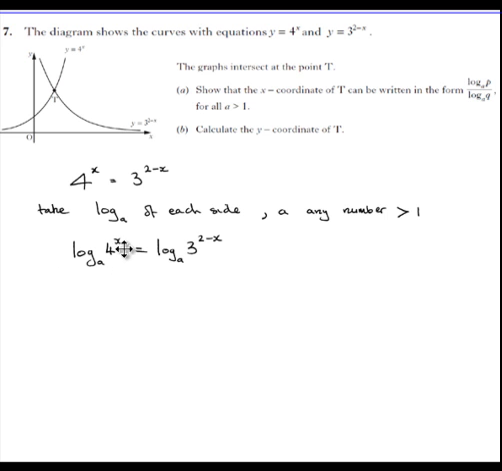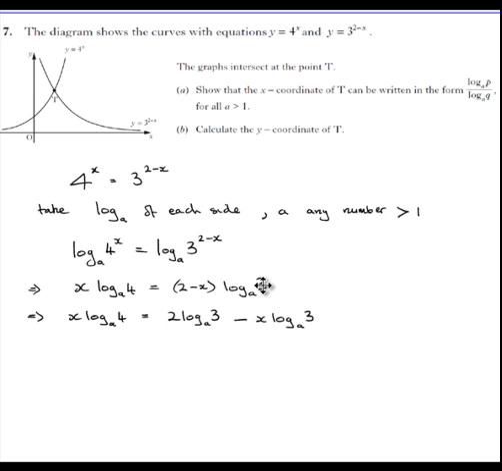So log to the base a of 4 to the x can be changed to become x times log to the base a of 4. Equals, on the right hand side, the 2 minus x is the power. We can take that and multiply it by log to the base a of 3. Multiplying out the right hand side, 2 minus x in brackets times log to the base a of 3. That gives us 2 log to the base a of 3 minus x times log to the base a of 3.